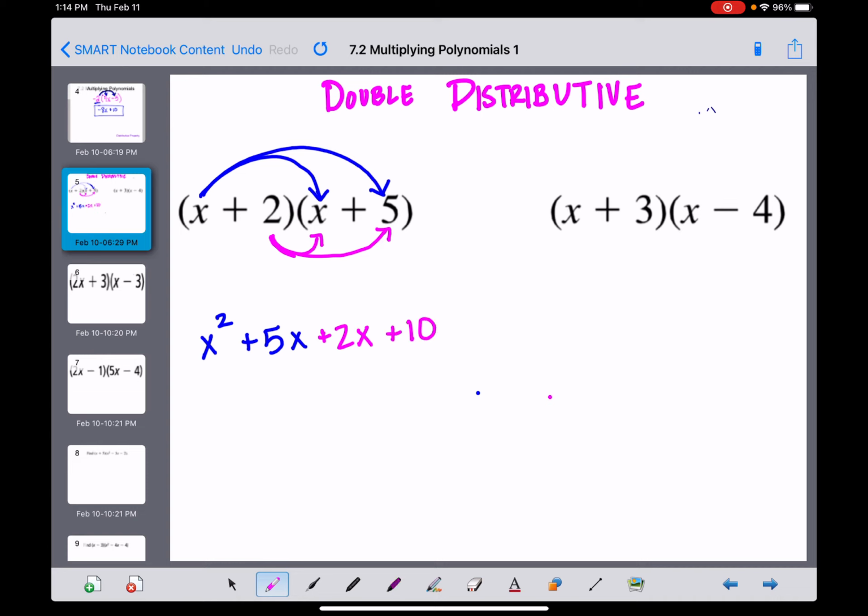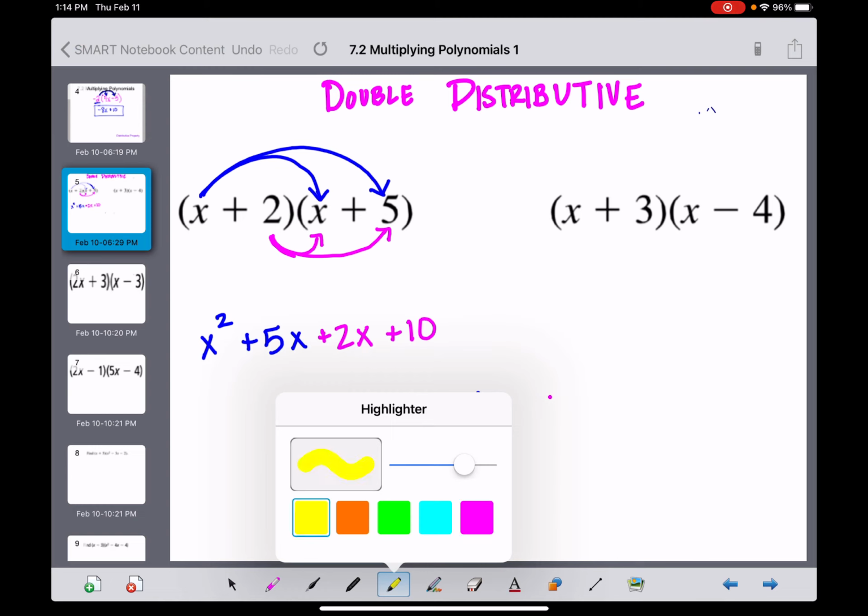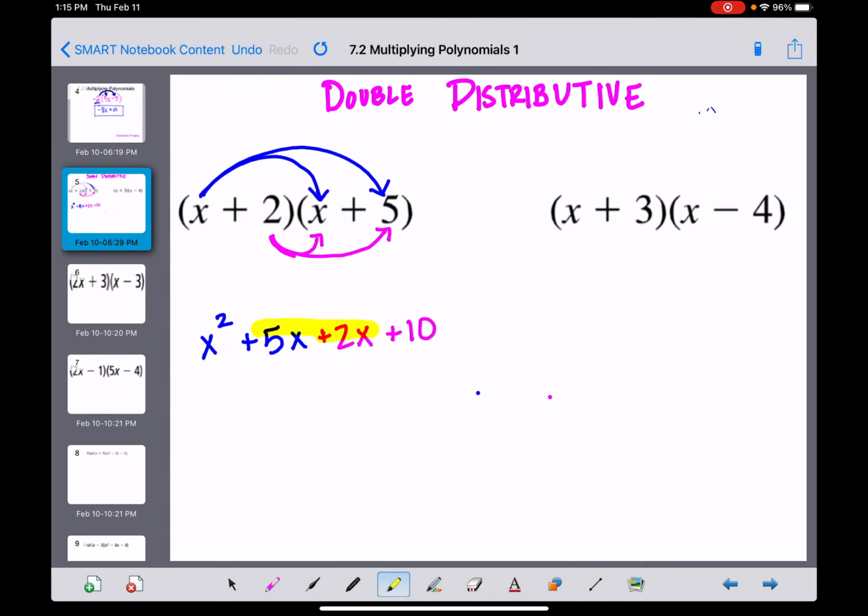We are almost complete. However, we can combine like terms because we have two terms who have the same exact exponent of 1. So I'm going to combine together 5x and 2x to get 7x. The plus 10 and the x squared will drop down.